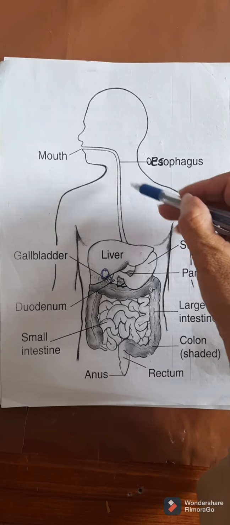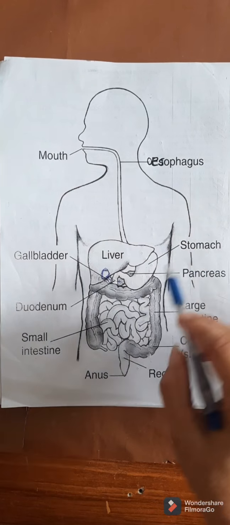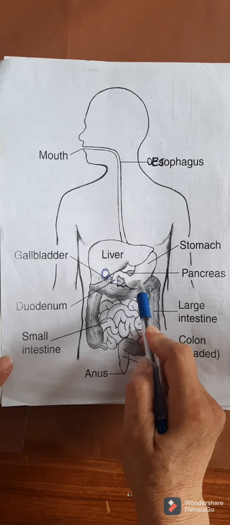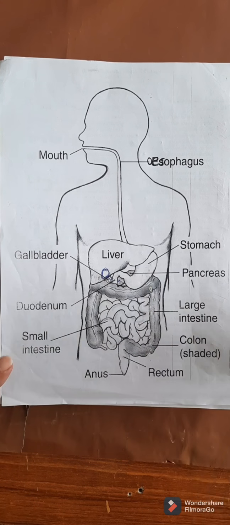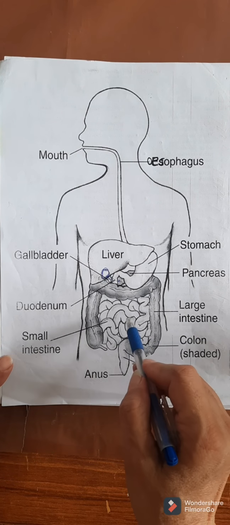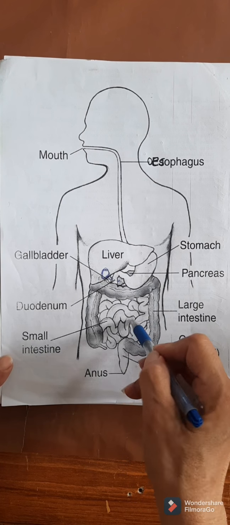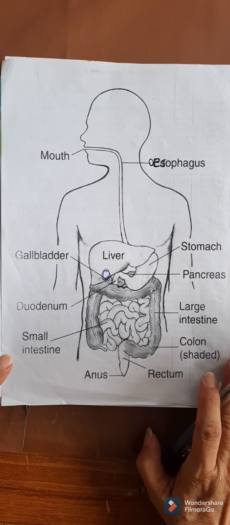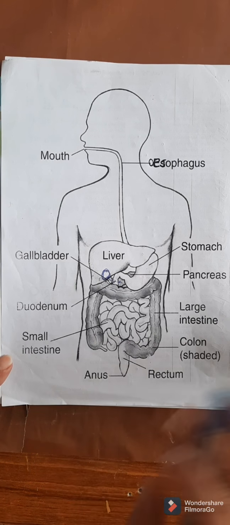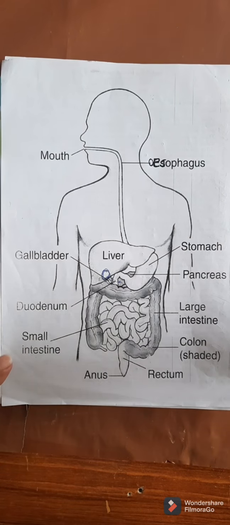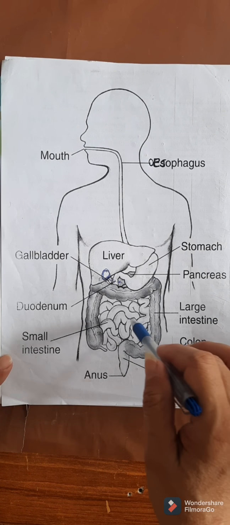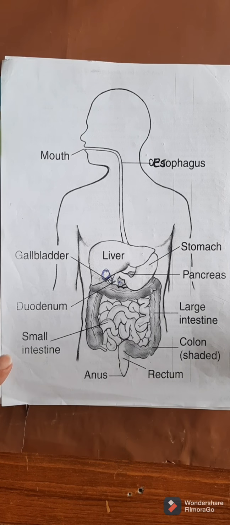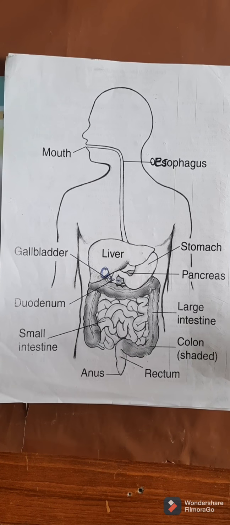Then the food moves through the esophagus into the stomach. In the stomach, proteins are converted into amino acids. Then the food goes to the small intestine. In the small intestine, the fats are converted into fatty acids and glycerol. One thing should be noted: the remaining undigested carbohydrates and proteins are also digested in the small intestine. It means complete digestion of food takes place in the small intestine.